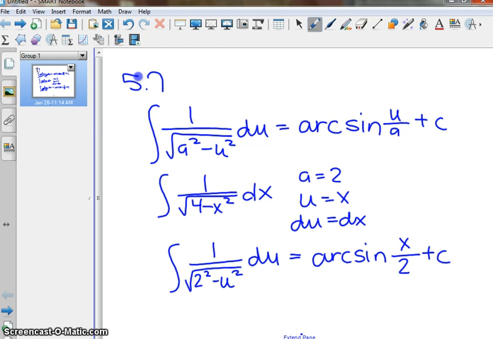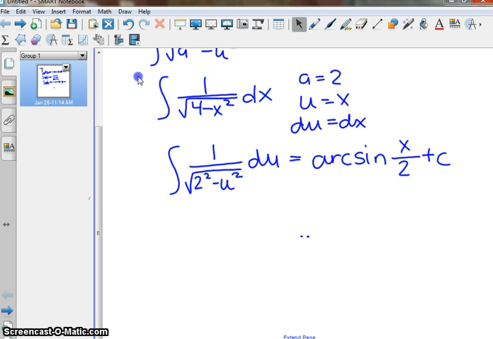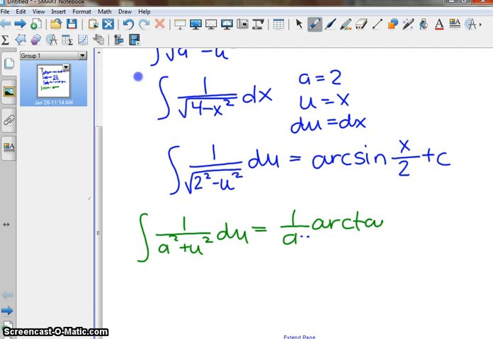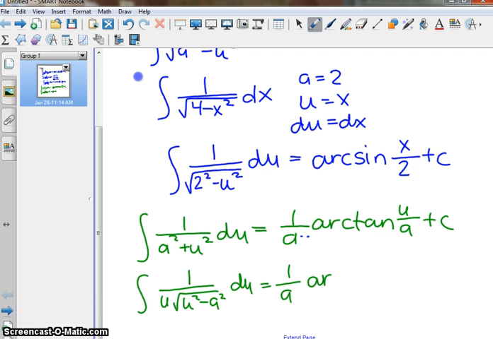The other two formulas of your inverse trig functions are the integral of 1 over a squared plus u squared du, which is 1 over a arctangent of u over a plus c. And the third one is 1 over u square root of u squared minus a squared du, which is 1 over a arc secant absolute value of u over a plus c.